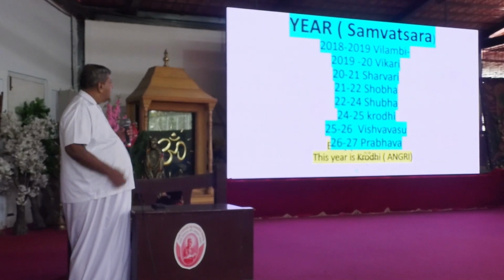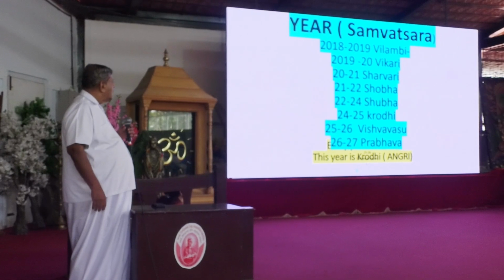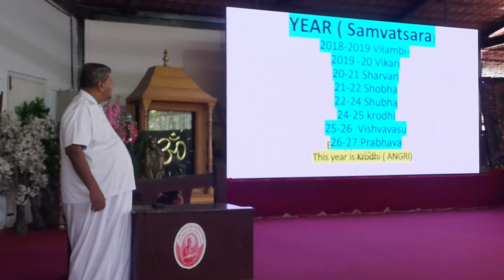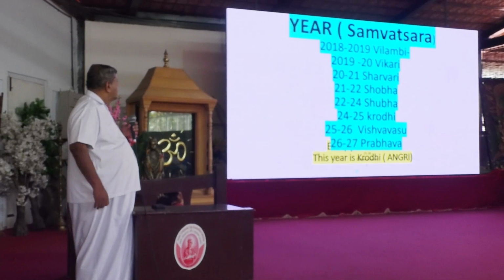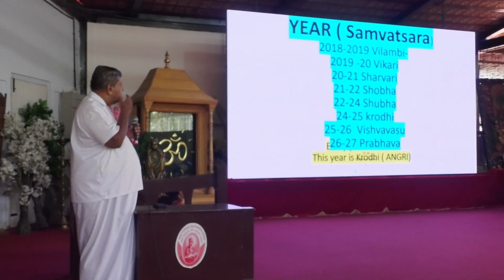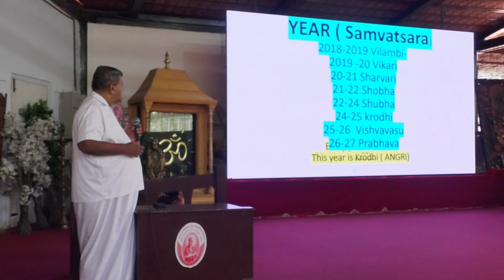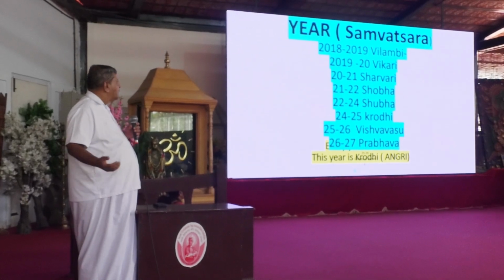So, in the previous years, we had other names. Now it is Krodhi. Previously we had Shubha, Shobha, Sarvari, Vikari, and Vilambi. After Krodhi comes Vishvavasu and Parabhava. These are the names of the year.